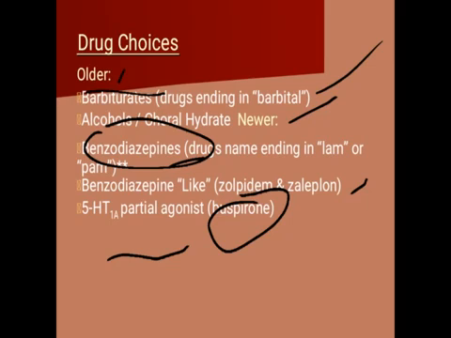Okay, in case of sedative hypnotics, they will come in other CNS drugs. But in the case of sedative and hypnotics, only the benzodiazepine drugs are present.